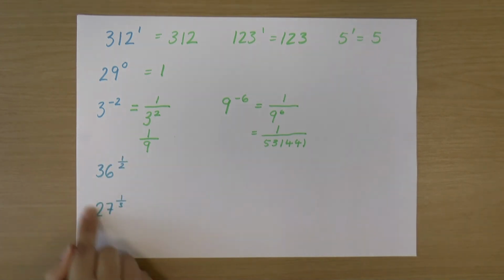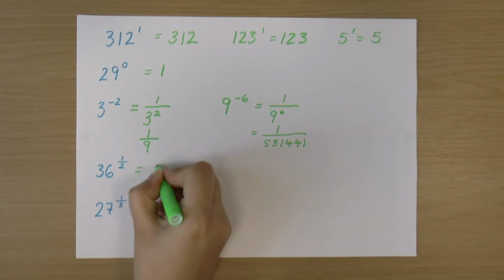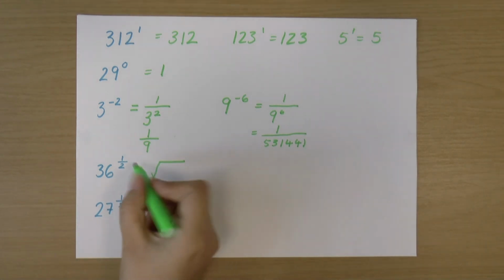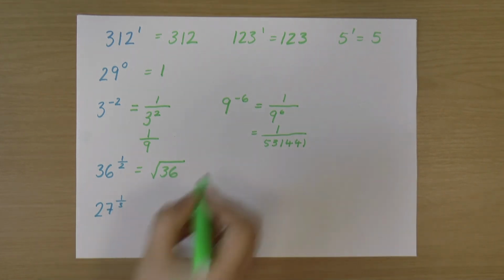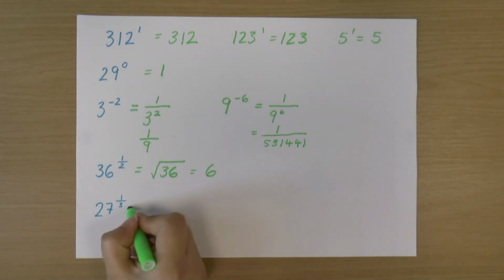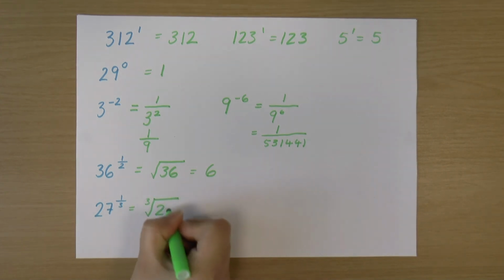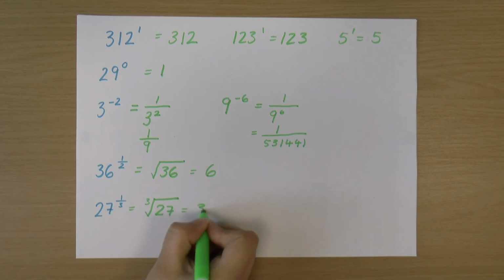Our last two instances of special indices are where we've got indices that are fractions. So we've got 36 to the power of a half and 27 to the power of a third. 36 to the power of a half just means square root, so that's the square root of 36, which we know is 6. And a number to the power of a third is a cube root, so the cube root of 27 is 3.